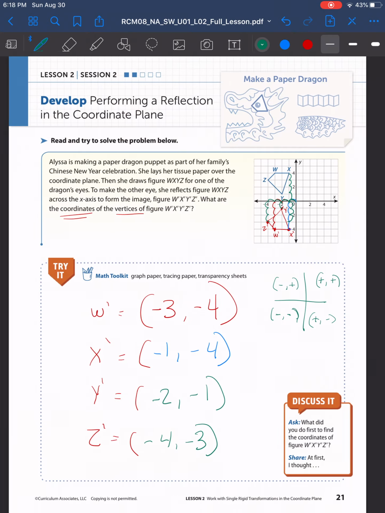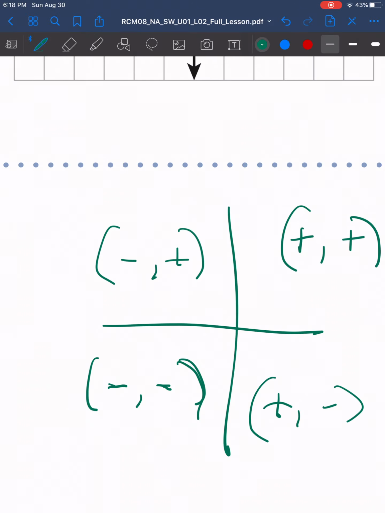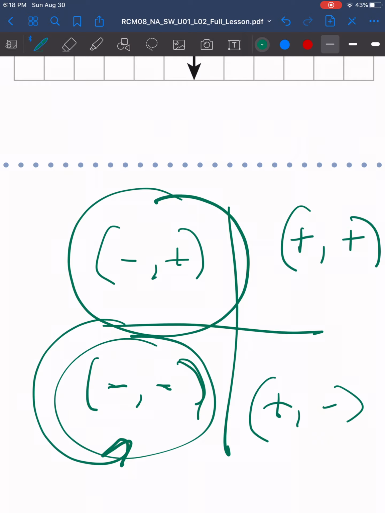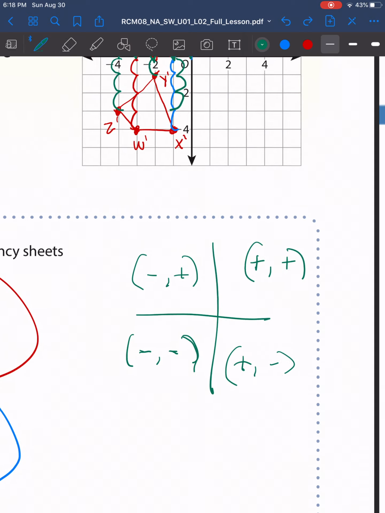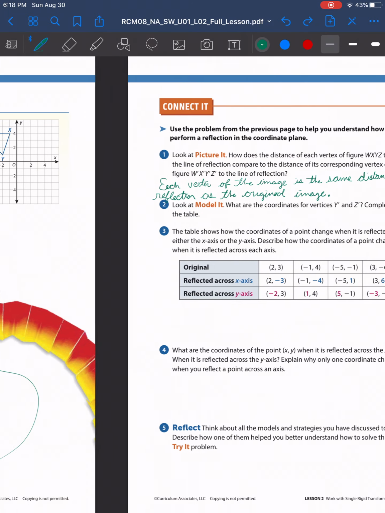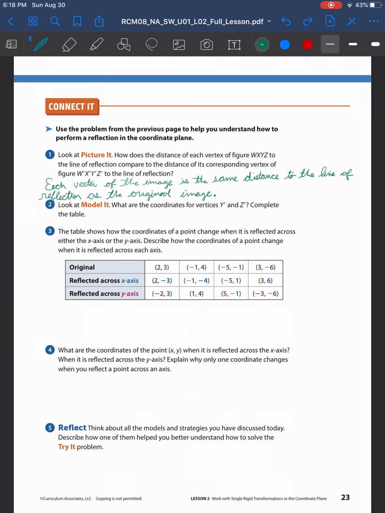And that's just because we went from this coordinate to this one, okay, where everything's negative. So that's why just the y coordinate changed. Okay, I'm going to put a little check mark. We did it. The table shows how the coordinates of a point change when it is reflected across either the x or the y axis. Describe how the coordinates of a point change when it reflects across each axis.